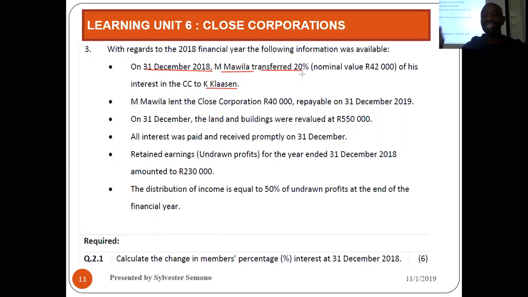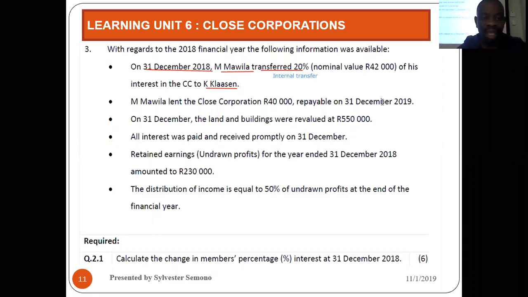So it means during the period, which is 31st December 2018, Mawila transferred his share to Klassen of 20%. We call this internal transfer. What do we call this? Internal transfer, because one member bought from the other member. So the internal transfer will affect the current interest. Remember the current interest is 70 and 30. But don't worry, I'm going to show you how to find a new interest. Because if I sell to you, I'm not going to have 70 anymore. I'm going to have less because I'm giving you the other share. Does that make sense? So remember, for now, we're just analyzing. We're going to come back to this.